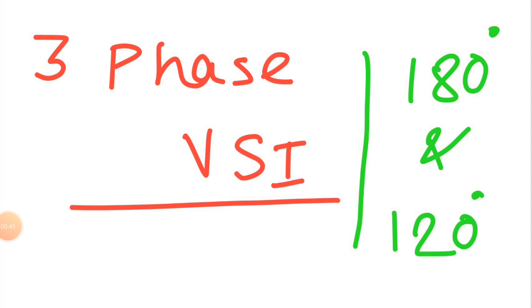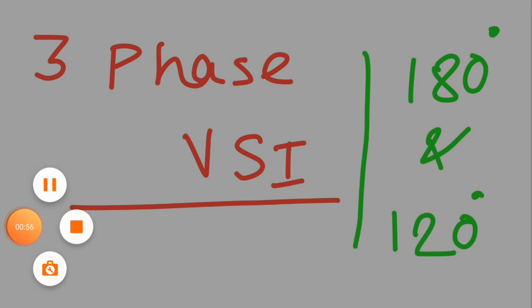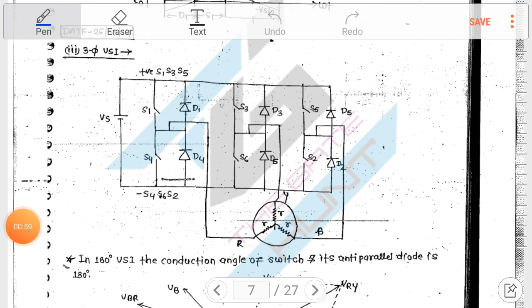In this video, I will explain the circuit diagram, switching configurations, switching timing table, and working of these two types of three-phase voltage source inverter. So let's start. Three-phase voltage source inverter. The circuit diagram is shown in the diagram.